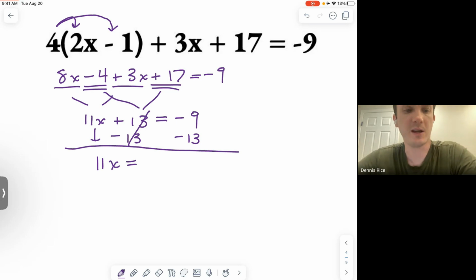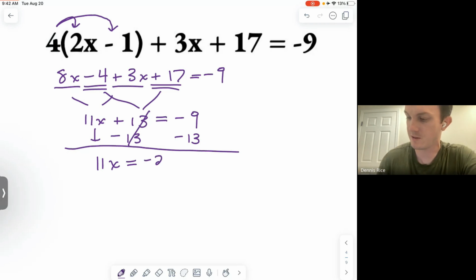So +13 minus 13 slashes out at 0. On the right, I have some math to do. -9 minus 13 is -22. Now, last but not least, I'm going to divide. 11 and x are getting multiplied together, so the opposite of that, multiplication, would be division. And I get an answer of -2.